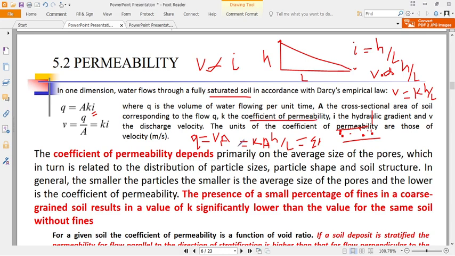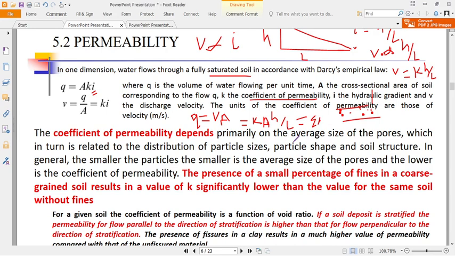The coefficient of permeability primarily depends on the size of pores, but also on particle size. Talking about clay, the impurities, it depends on void ratio. The degree of saturation also depends on entrapped air. Is that okay? And also sometimes it depends on cracks.